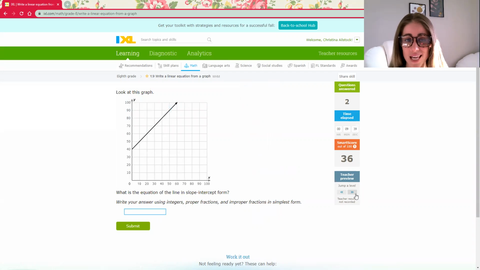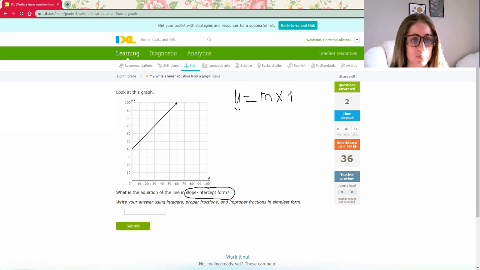All right, same set of directions. We want to write our equation in slope-intercept form. And slope-intercept form is a formula, so it doesn't change. Y equals mx plus b. All right, let's find that b first. Let's find our y-intercept. So where does our graph intercept? Where does it cross the y-axis? Right here, 40. B equals 40.